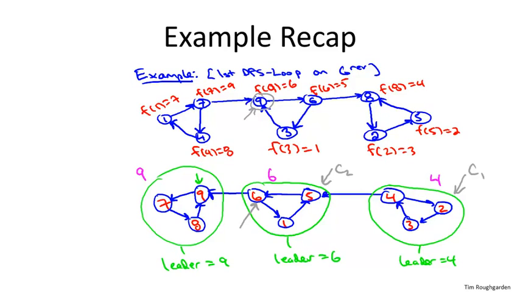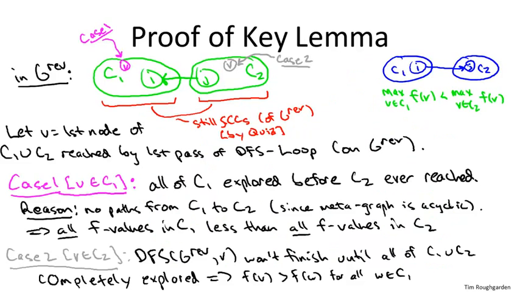So that wraps it up. We had 2 cases depending on whether in these 2 adjacent SCCs the first vertex encountered was in C1 or in C2. Either way, it doesn't matter. The largest finishing time has to be in C2. Sometimes it's bigger than everything. Sometimes it's just bigger than the biggest in C1, but it's all the same to us.